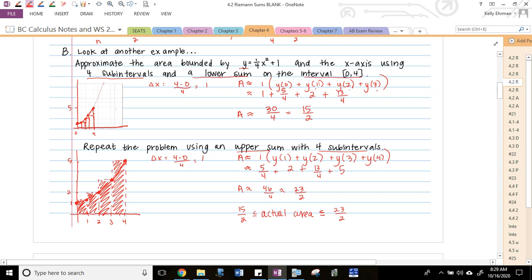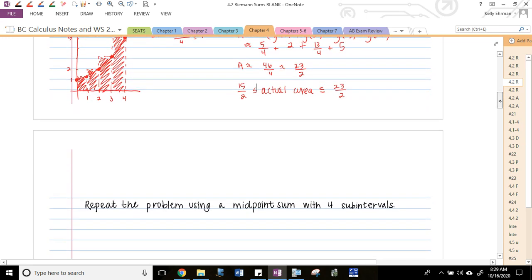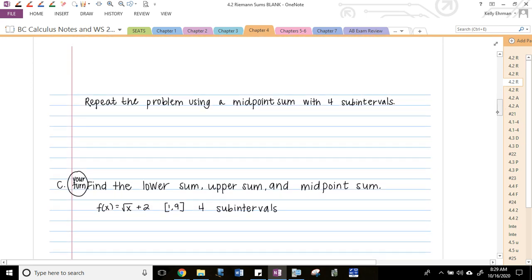We have a lower sum where the rectangles are underneath the curve, and it's an underestimate. We have an upper sum where we have an overestimate because the rectangles go outside of the curve. You could also use a midpoint sum, which is going to sort of split the difference, basically.